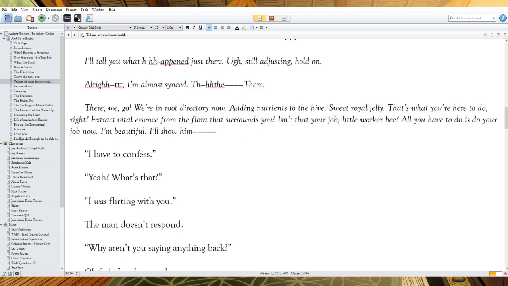Adding nutrients to the hive. Sweet royal jelly. That's what you're here to do, right? Extract vital essence from the flora that surrounds you. Isn't that your job, little worker bee? All you have to do is do your job now. I'm beautiful. I'll show him. You're beautiful. Let's just bye-bye.